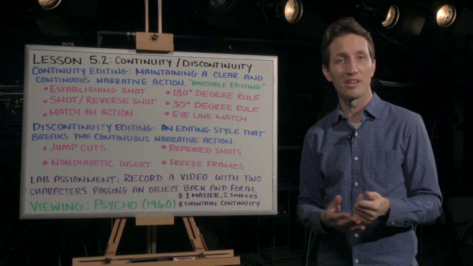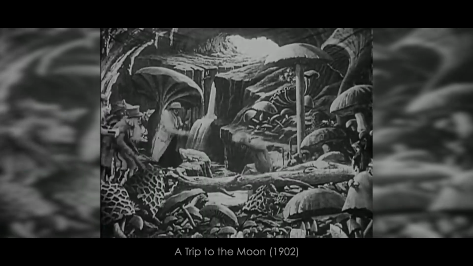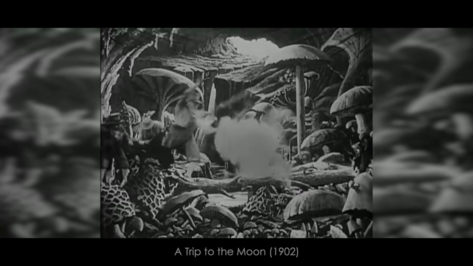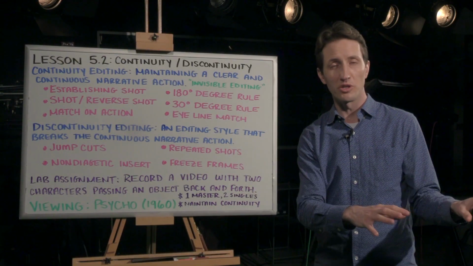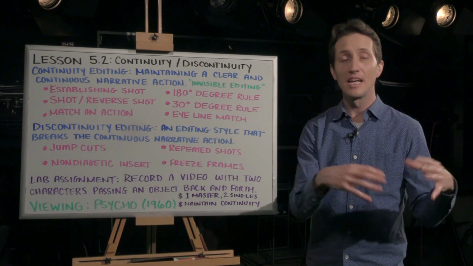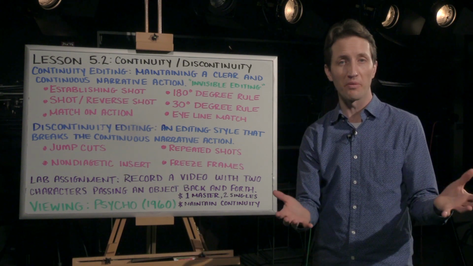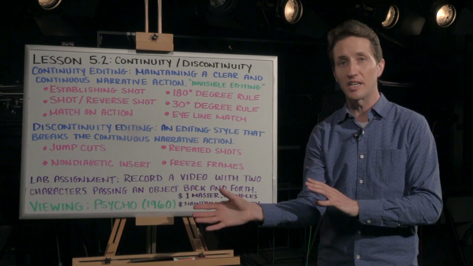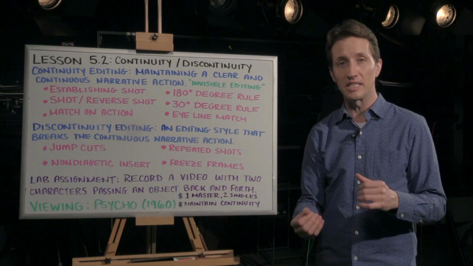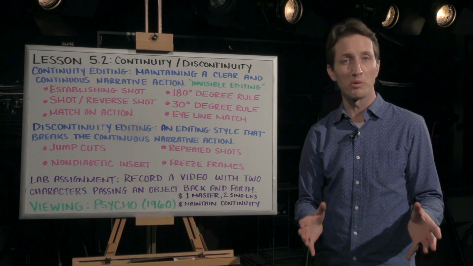Could be anything. Anyway, so getting back to Méliès, he was using jump cuts as magic tricks. We also have non-diegetic inserts. Now, last unit we talked about non-diegetic sounds, sounds that the audience could hear, but theoretically the characters in the film couldn't. Well, you can also have non-diegetic shots, shots that the audience can see, but the characters in the film wouldn't be able to.